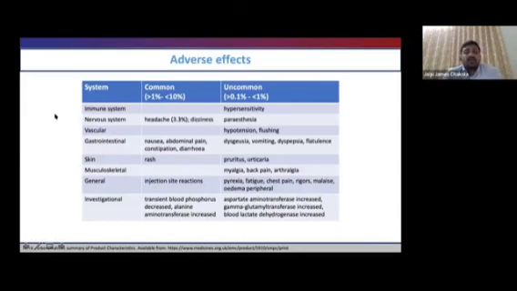Adverse effects we discussed earlier. I'll just quickly go through it. Common ones are headache, dizziness, nausea, abdominal pain, constipation, diarrhea, rash over the skin, injection site reactions, and transient blood phosphorus decreased. Alanine aminotransferase levels will be increased. Uncommon adverse effects include hypersensitivity, paresthesia, hypotension, flushing, dysgeusia, vomiting, flatulence, dyspepsia, pruritus and urticaria, myalgia, and pyrexia in some patients, fatigue, chest pain, malaise, and peripheral edema.